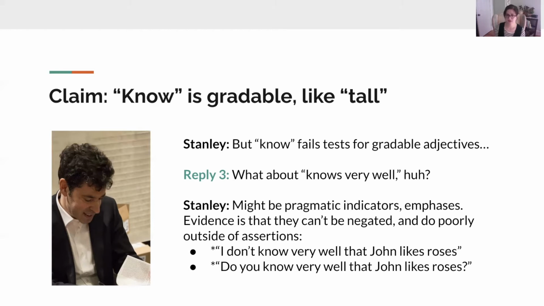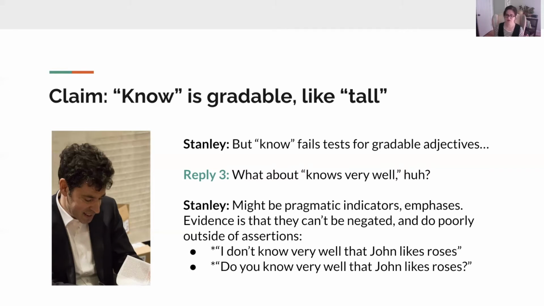Consider the sentence, I don't know very well that John likes roses. That sounds weird. What does it mean, I don't know very well that John likes roses? That proposition doesn't feel normal there. It would feel better to replace that John likes roses with an acquaintance relation. I don't know Mary very well, for example. That sounds fine, but I don't know very well that John likes roses sounds bad. If you were to replace it with a different kind of gradable adjective, like, I think that John is very tall, I don't think that John is very tall, then it sounds fine.